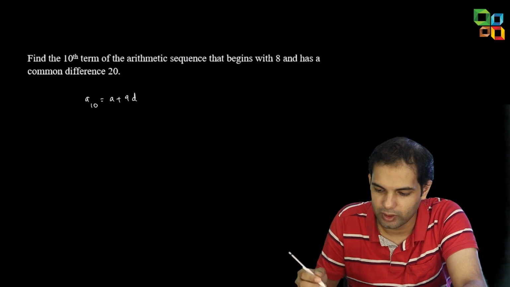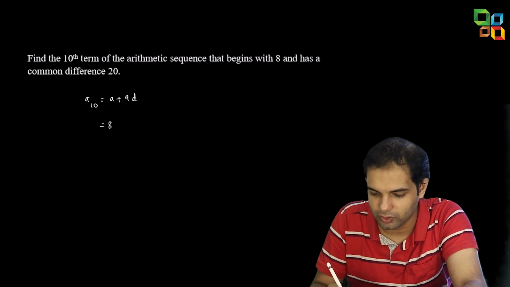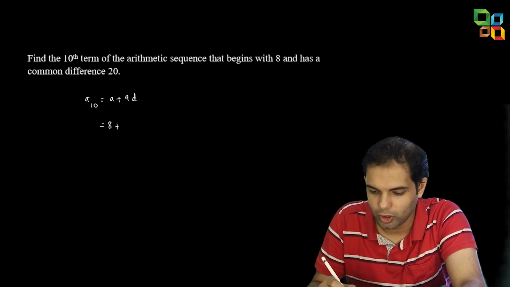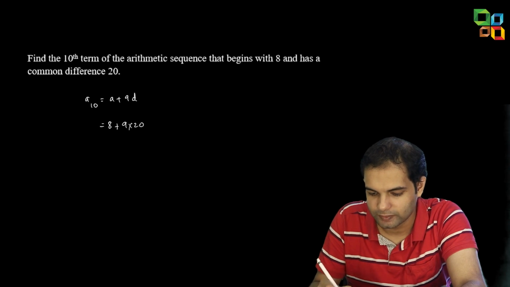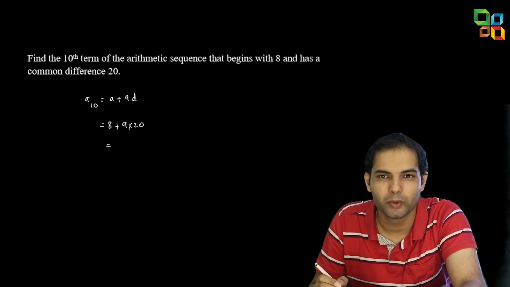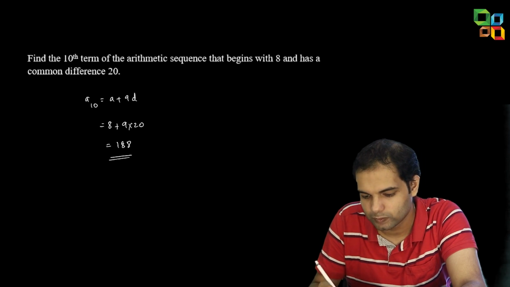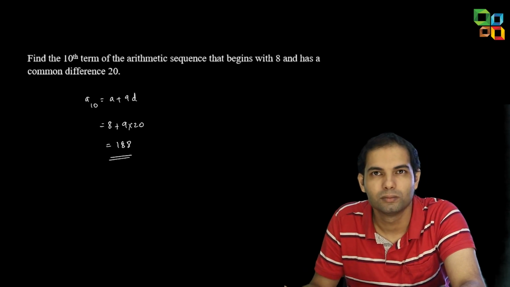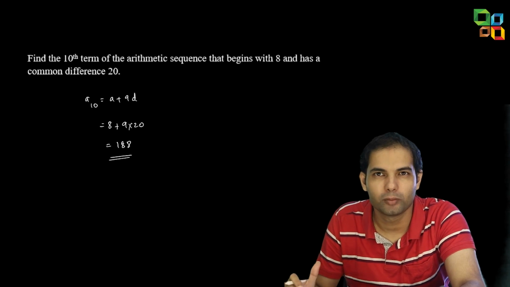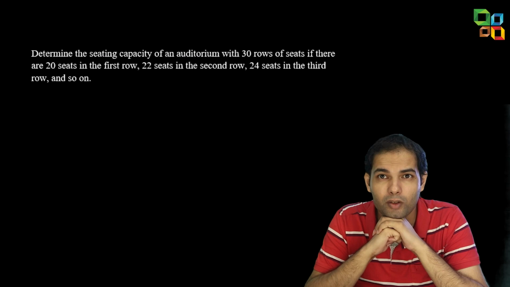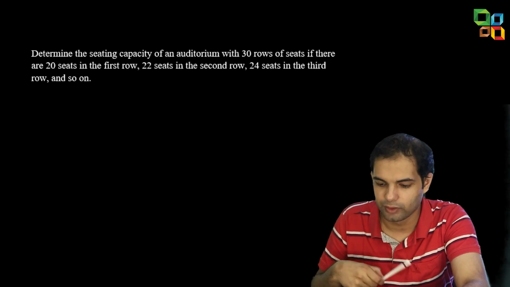A is given. That begins with 8. So first term is 8. Common difference is told to be 20. So 9 into 20 is 180. 180 plus 8, 188. Fine. These are direct formula based problems. We'll come to more complicated problems. Okay. Let's see what the problem says.